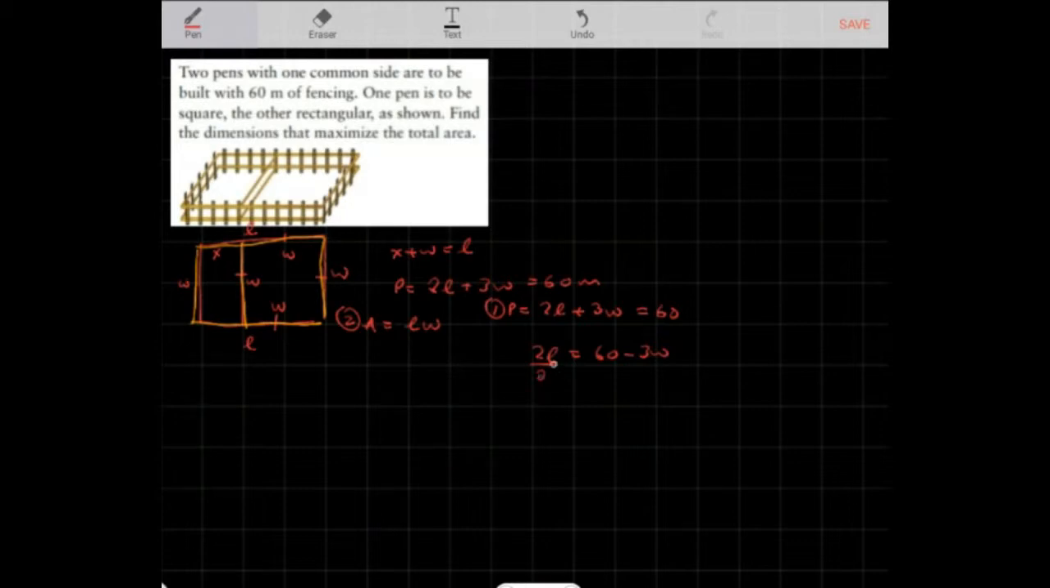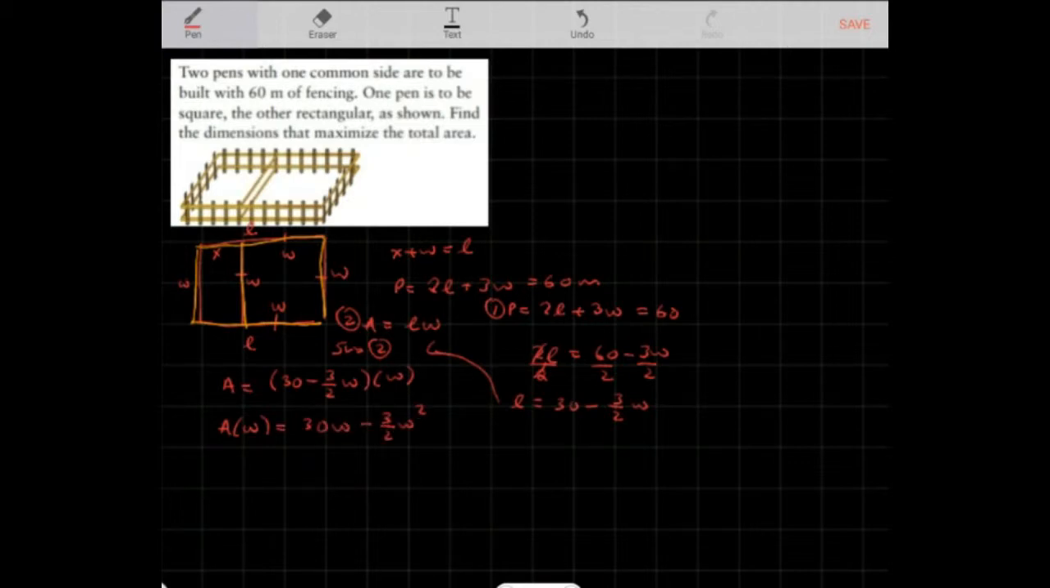I'm going to divide this by 2, doing the same thing for both sides. So the length here is 30 minus 3 over 2 times the width. Okay, so this is our length. Now I'm going to substitute this into equation 2. So area is equal to, instead of writing length, 30 minus 3 over 2 width, times the width. If you expand this out, area is now a function of the width, and you get 30w minus 3 over 2 w squared.